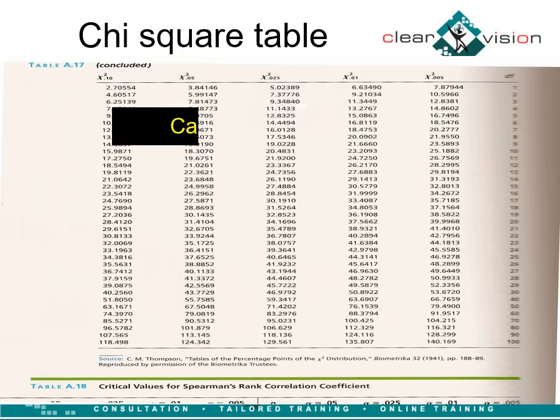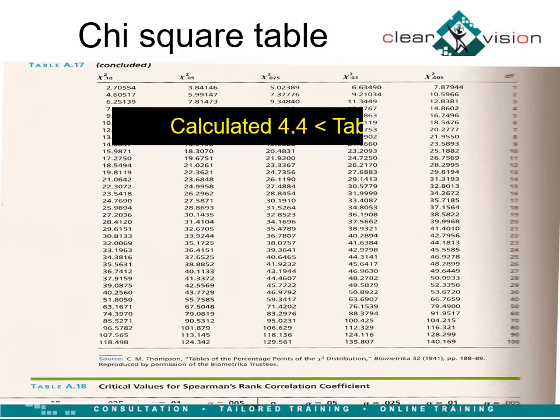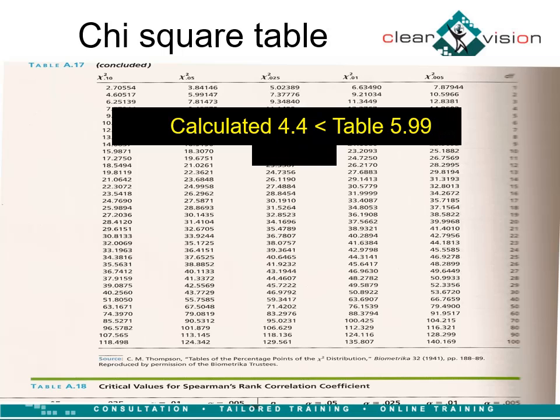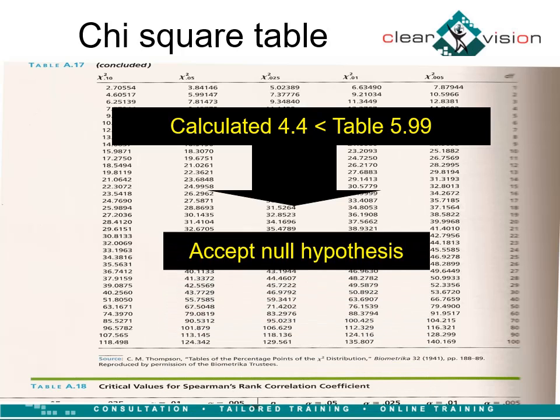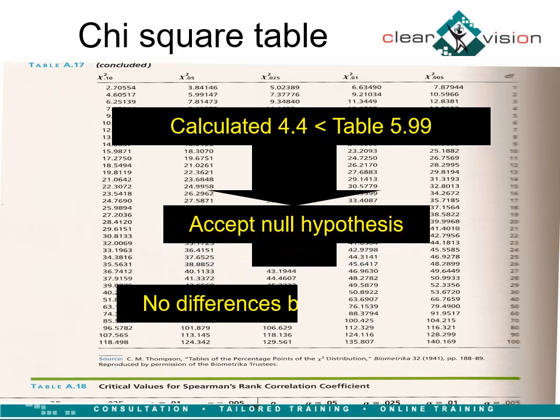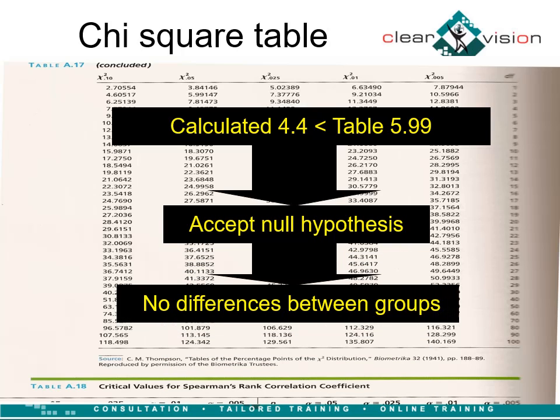Since our calculated value is lower than the table value, 4.4 compared to 5.99, then we cannot reject the null hypothesis, which means we have to accept the null hypothesis saying that there is no difference between the groups.